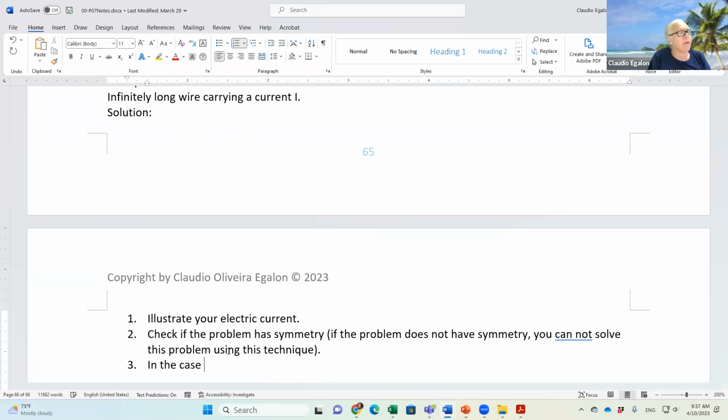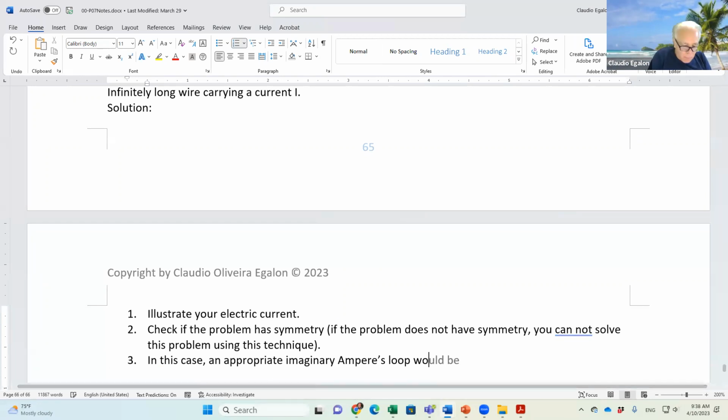In this case, an appropriate loop, we call it Ampere's loop. Don't forget, this is an imaginary loop. It's just a mathematical tool that we use to solve problems. An appropriate imaginary Ampere's loop would be a circle centered at the current.